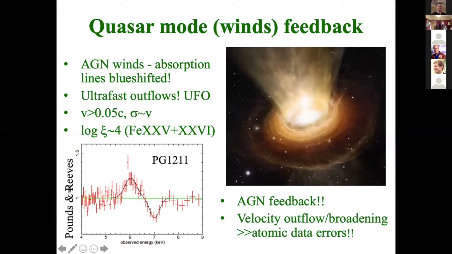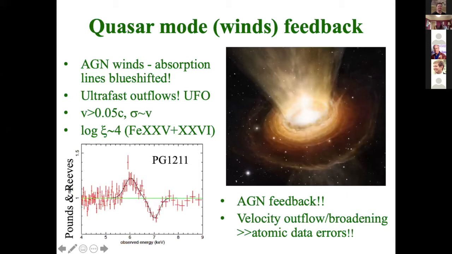So why do we care? We know that we see winds from active galaxies. We see absorption lines that are blue shifted. In particular, we see in the X-rays some ultra-fast outflows. Many of these, well, by definition, the ultra-fast outflows are more than 5% of the speed of light. So they carry a lot of kinetic power. But they're also quite broad.